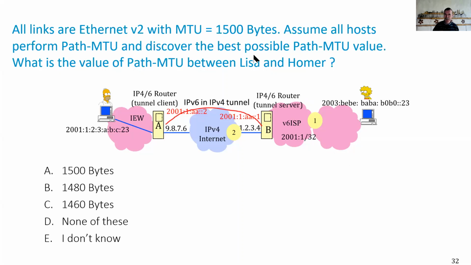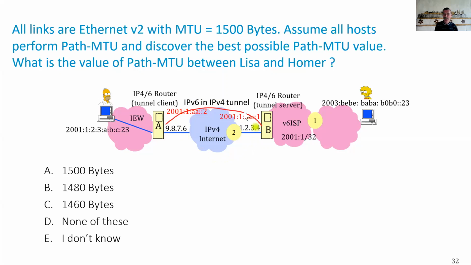And the majority says C, but that's probably not correct. It's hard to know the exact answer because it depends on the size of the header, and the header can have options. But if we assume there is no option here, we have an IPv6 packet. This IPv6 packet can be up to 1500 bytes in this part and in this part as well. But here it is put inside an IPv4 packet. So an IPv4 packet can be 1500 bytes, that's the assumption, MTU 1500 everywhere.